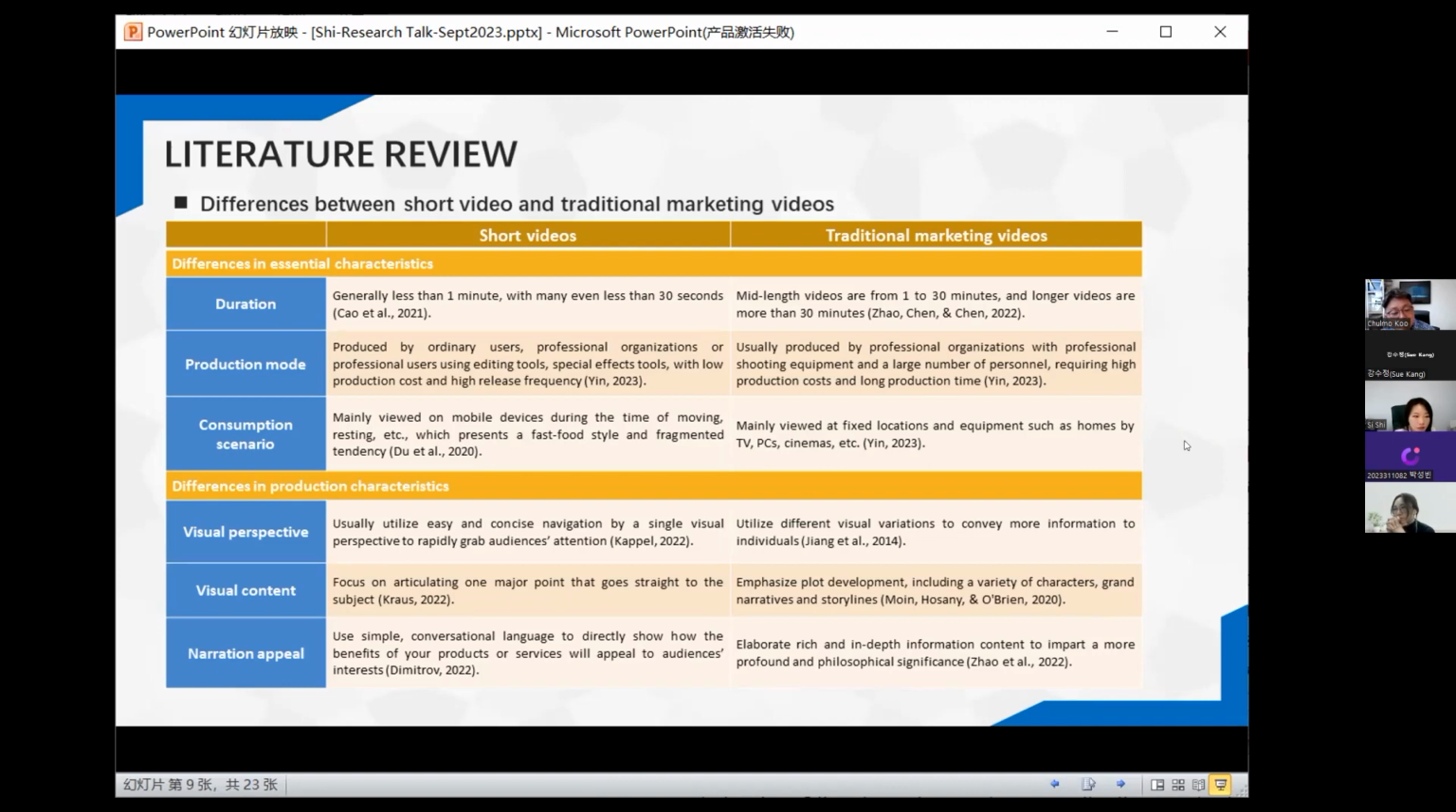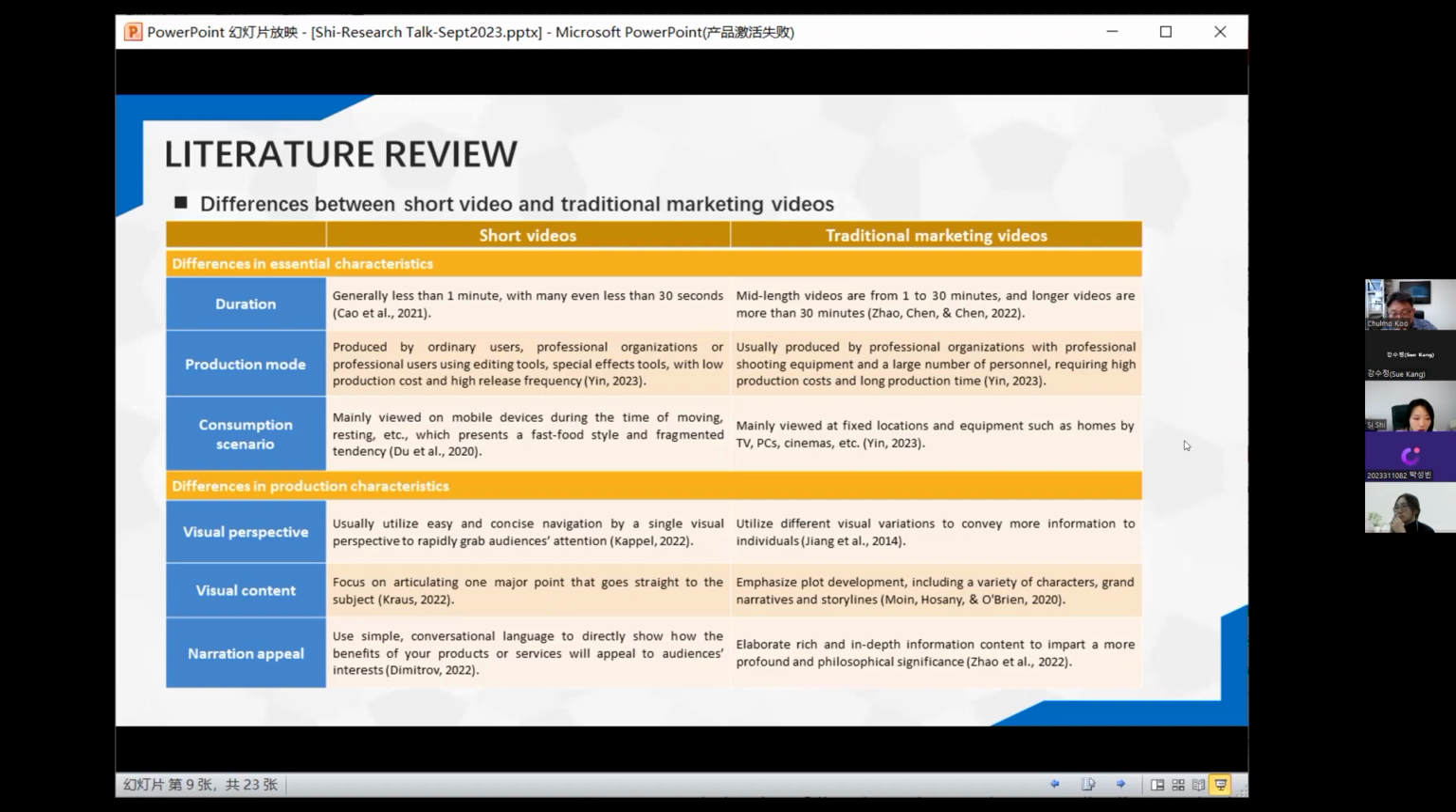And except for the differences in essential characteristics, we also found some differences in the production characteristics, including the visual perspective, visual content, and narration appeal, as we just mentioned. So in terms of the visual perspective, the traditional marketing videos are longer in duration, so they utilize different visual variations to convey richer information. But short videos usually utilize easy and concise navigation, using a single visual perspective to rapidly grab the attention of the audience.